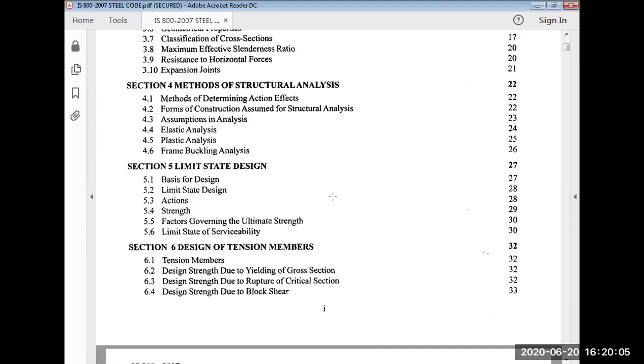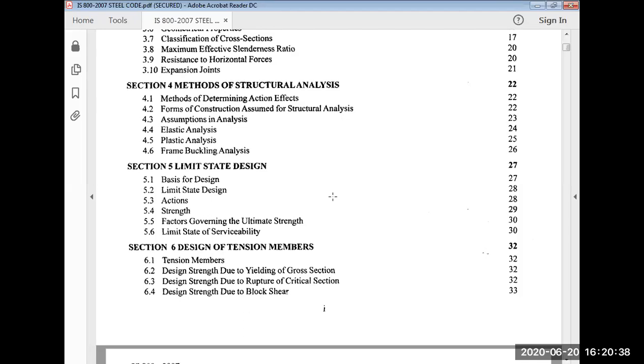You will be asked a question in the examination: what are the methods we are considering, or what are the design philosophies in steel structures? If you go to this IS code, you will get what is the working stress method and what is the limit state method. So you can copy from the IS code also. That is one of the advantages of the code. You can easily get 3 marks from the IS code also.